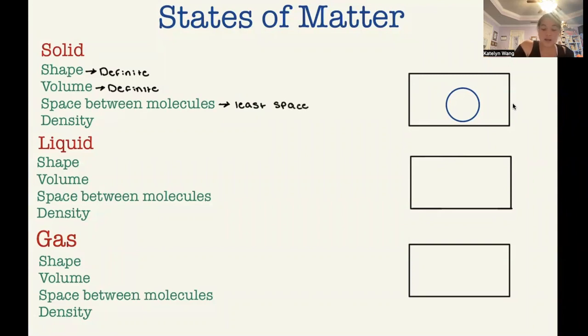Now, I want you to think about density. So density equals mass over volume. And what density really is, is how much matter is occupying a singular piece of space at a time. And in the case of solids, there's a lot of molecules packed into a very small space, which means there's a very high density.